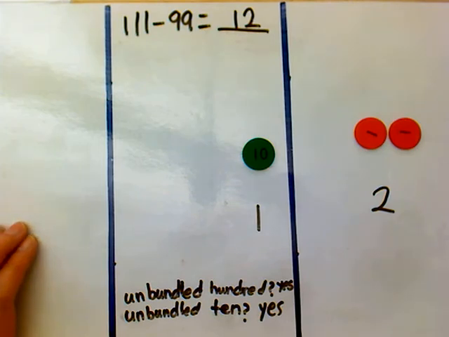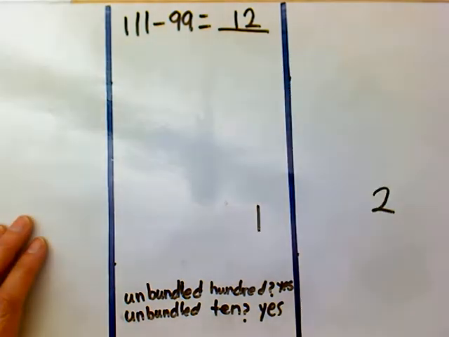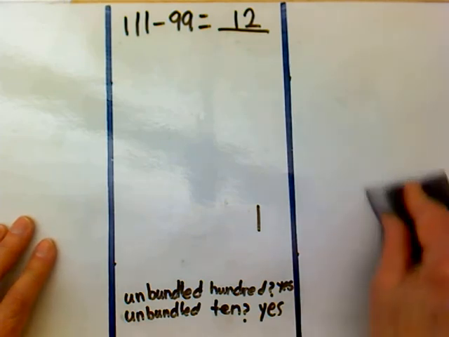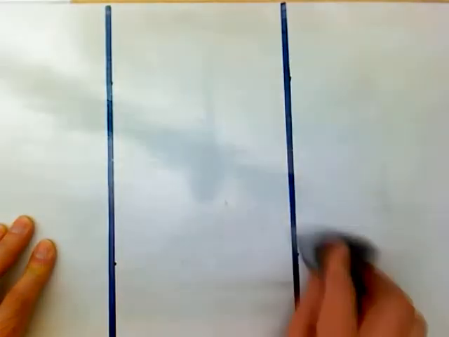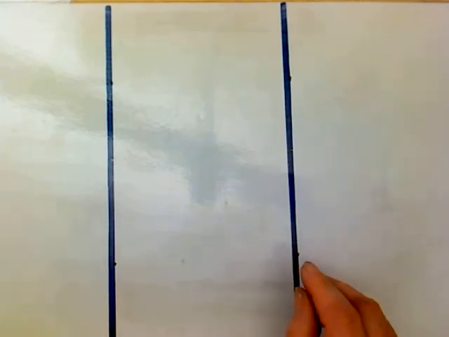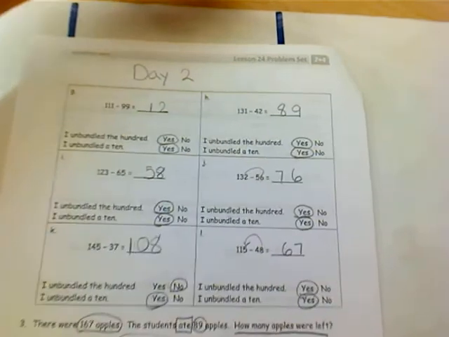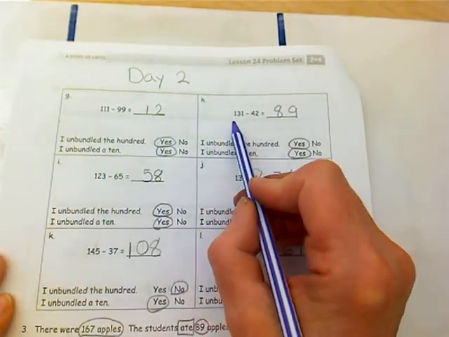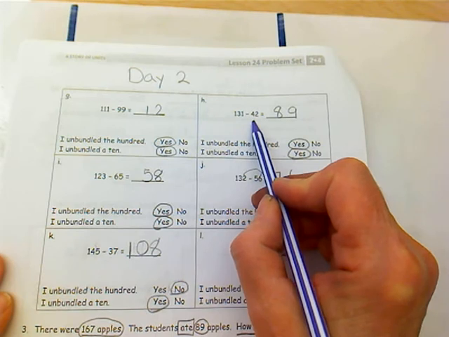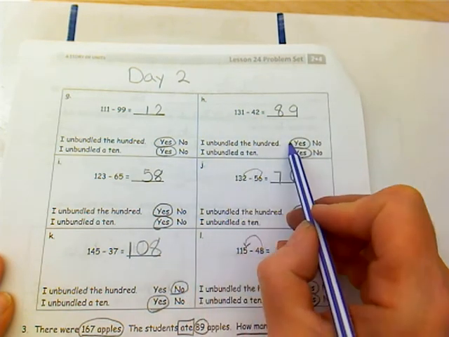All right, so I am not going to go through and work all of these problems today, simply because I did all of them yesterday, and that was just a little refresher to make sure that you were on the right course. And I will bring this paper up and let you take a look at what you needed to do with the balance of these problems. So, did 131 take away 42 equals 89? Did I have to unbundle 100?